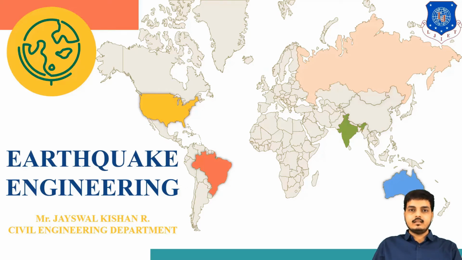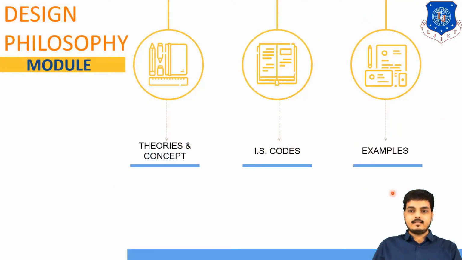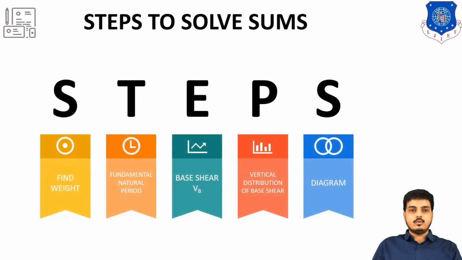Now in today's session, we will be considering some examples related to the design philosophy module. Before starting the example, let's recall the steps to solve the sum. In the previous session, we discussed the IS codes which we will be using in these examples. Those IS codes, like IS 1893 Part 1 2016, should be ready at your desk, as they will be helpful for solving the sum.